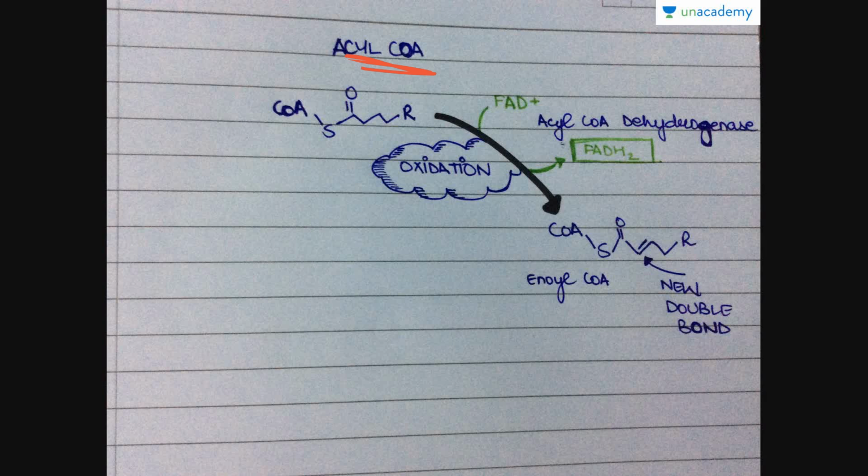The first step is oxidation. Now, this oxidation requires an enzyme known as acyl CoA dehydrogenase. What happens is, here at the beta carbon, hydrogen is extracted, and as such a double bond is produced, as you can see. So now here 1 FAD converts into FADH2, which is a very high energy carrying molecule.